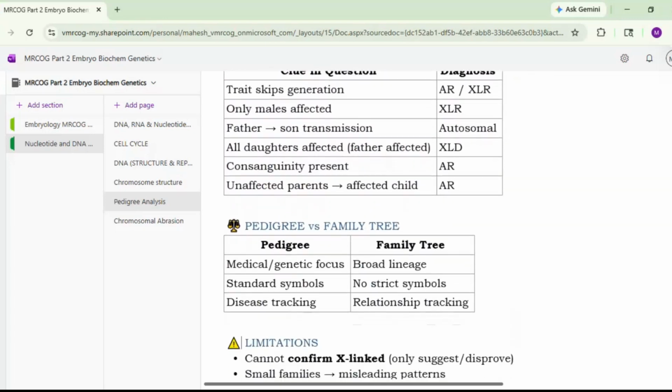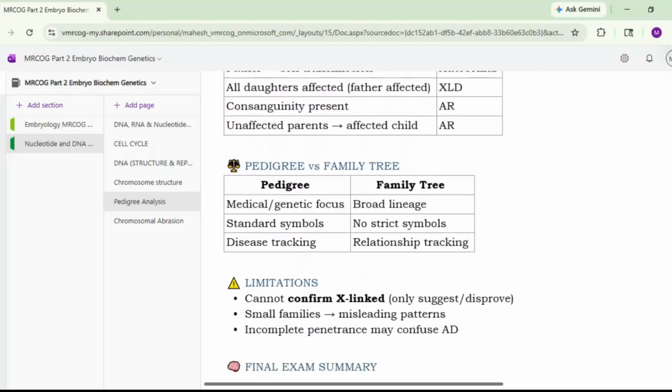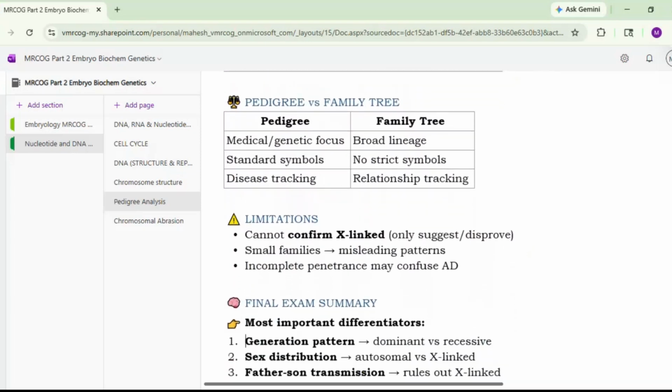Okay. So there is a difference between the pedigree and the family tree. Pedigree is mainly for a medical or genetic focus, while a family tree is a broad lineage. Standard symbols are used in a pedigree, while there are no strict symbols in a family tree. Disease tracking is important in pedigree analysis, while relationship tracking is important in a family tree. Okay. Limitations: it cannot confirm X-linked, it can only suggest or disprove. Small families, misleading patterns and incomplete penetrance may confuse autosomal dominant.